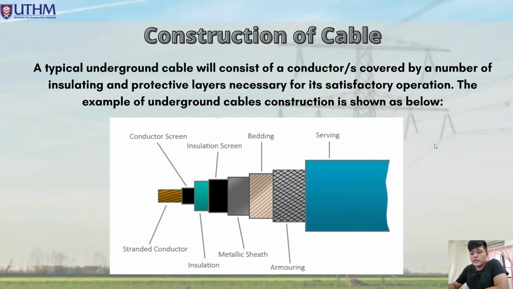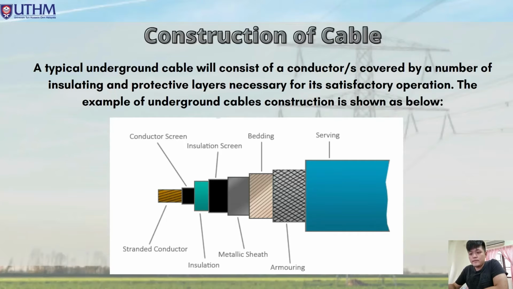As we can see on the picture, there are a few layers: the serving, bedding, insulation screen, conductor screen, stranded conductor, insulation, metallic sheath, and armoring. For the conductor, usually 2 or 3 conductors are used. These conductors are stranded in order to reduce the skin effect and proximity effect. The conductor screen is a semi-conducting tape or an extruded layer of semiconducting compound.